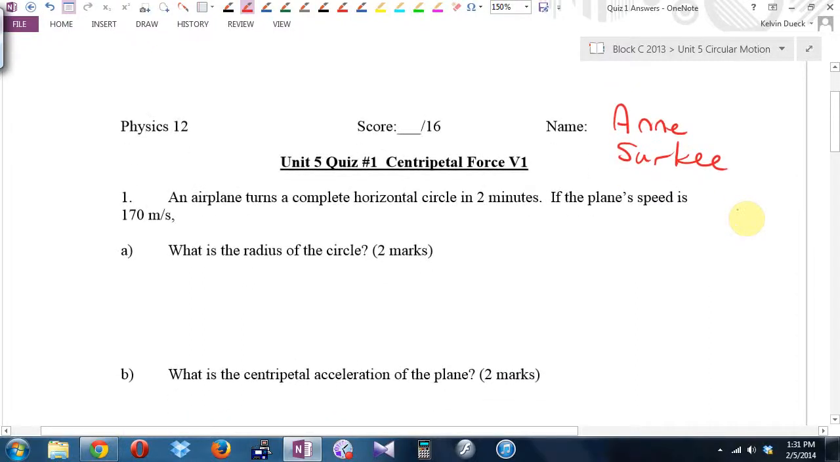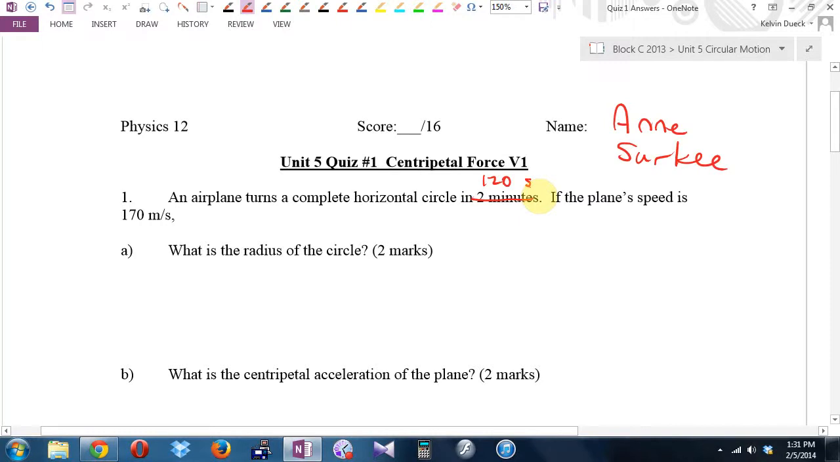Answers to quiz number 1. An airplane turns a complete horizontal circle in 2 minutes. Nice try, Mr. Dueck. Nice try. 120 seconds. You're not going to get me to put a 2 in for time. Plane speed is 170 meters per second. What's the radius of the circle?